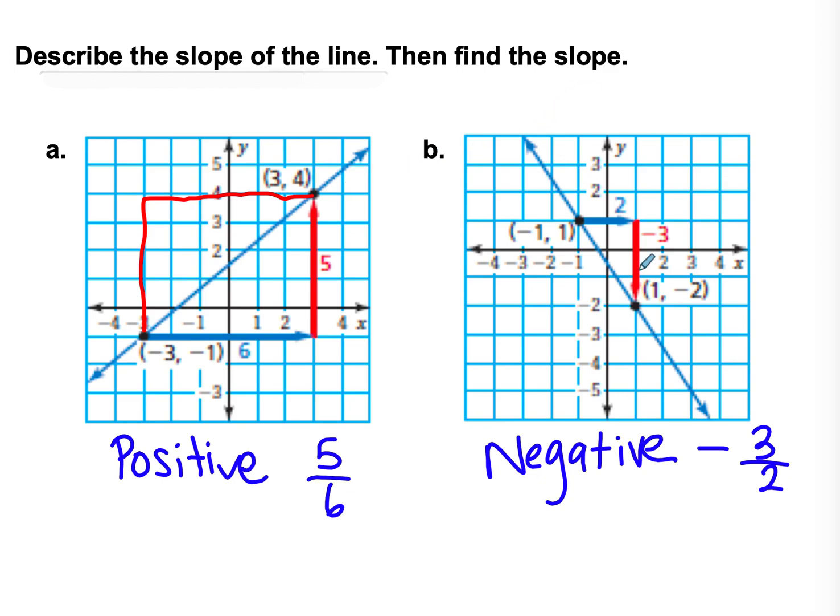B, the line is pointing down, which means we have a negative slope, and that means our number needs a negative sign in front of it. This is negative because our rise is actually going down. If you make a step here, you're going down 3 and you're going over 2. So our rise is negative 3, our run is 2. So our slope is negative, and it's negative 3/2.